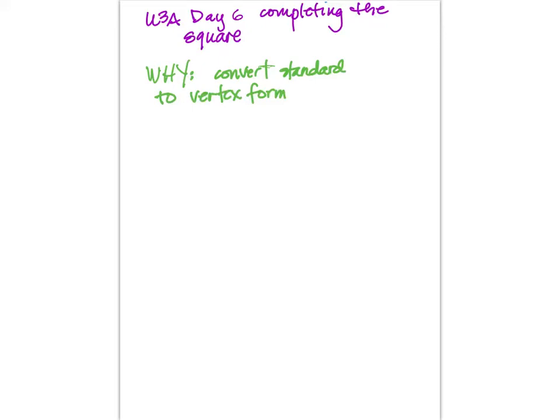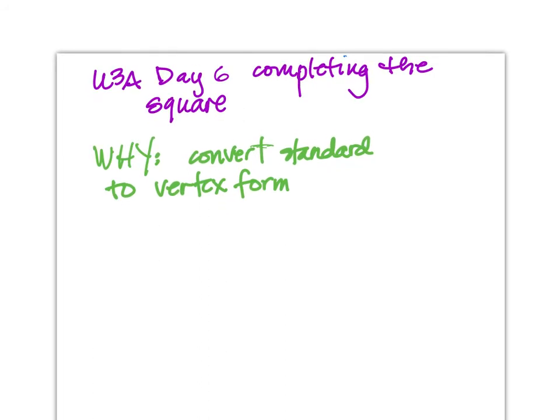Okay, this was one part of our lesson today, which is completing the square. And the question is, why do we even do this? The reason is when we want to convert from standard form to vertex form. Okay, so let's do a quick little refresher.